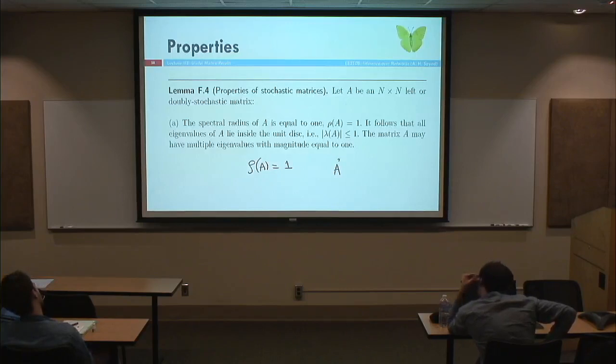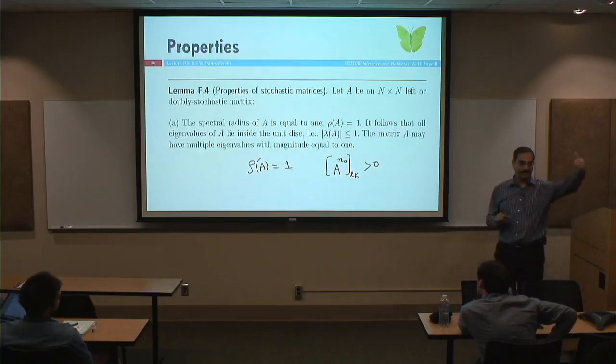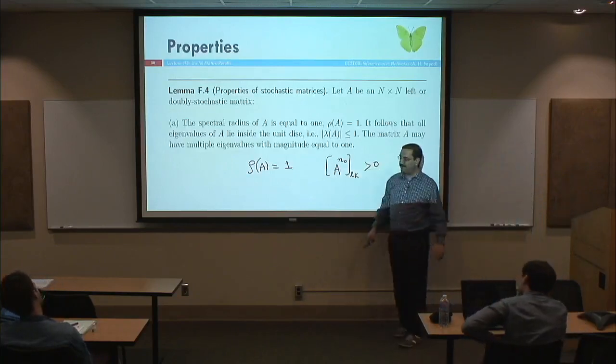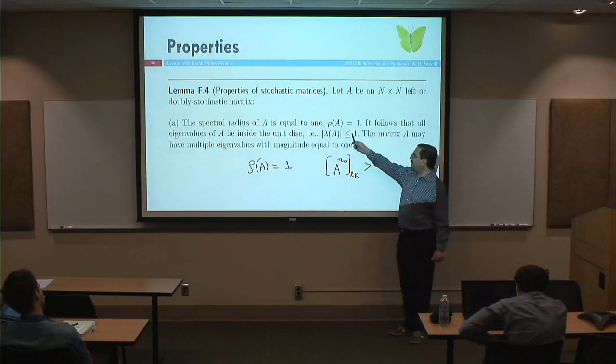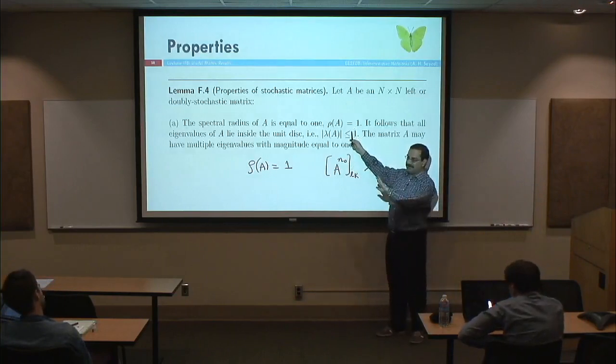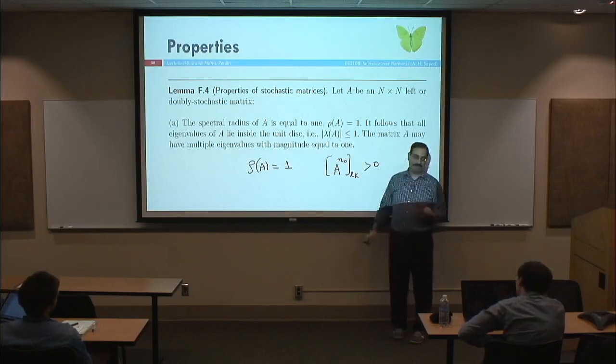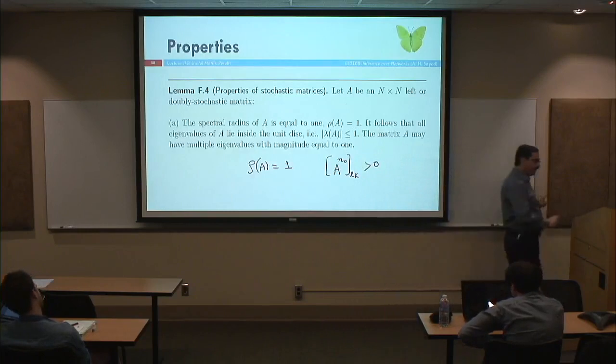A matrix is primitive if I can find a power such that all the entries of that power are strictly positive. That's what a primitive matrix means. I'm going to define this later. So if A happens to be primitive, then the spectral radius is equal to 1, and there is only one eigenvalue that meets it. All other eigenvalues will have magnitude strictly less than 1.